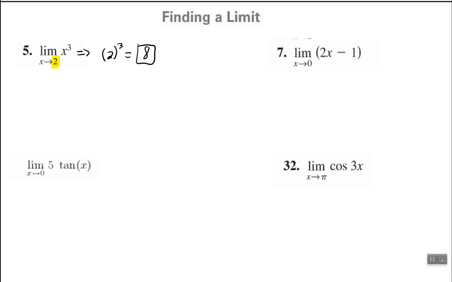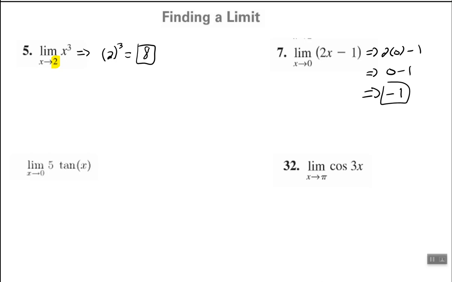Number 7 over here, we have the limit of 2x minus 1 as x approaches 0. Again, if we can substitute in whatever x is approaching and replace that variable and simplify, we're good. So 2 times 0 minus 1. 2 times 0 is 0, and 0 minus 1 is negative 1. And that little symbol is an arrow. My daughter tells me it looks like a smiley face, but it's an arrow.